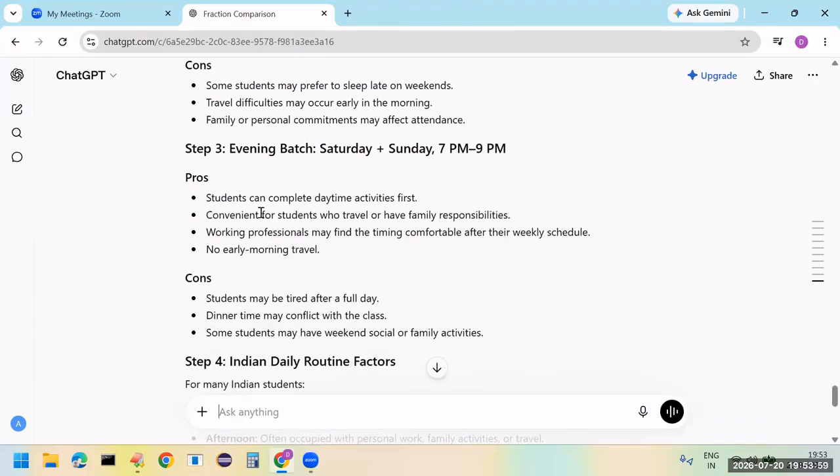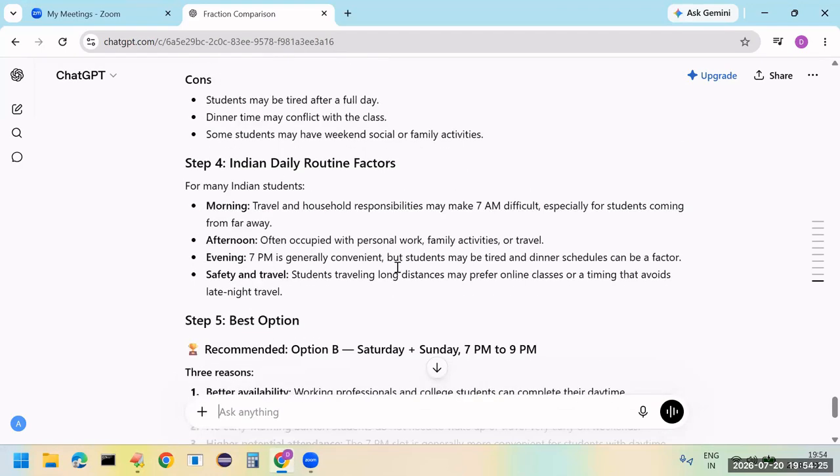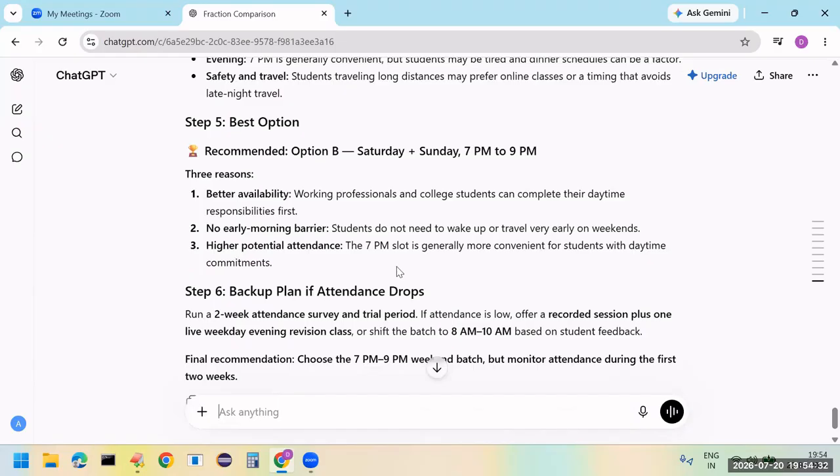Step 3, evening batch. Students can complete daytime activities first. Convenient for students who travel or have family responsibilities. Working professionals may find the timing comfortable after their weekly schedule. No early morning travel. Cons: students may be tired after a full day. Dinner time may conflict with the class. Some students may have weekend social or family activities. Indian routine factors: morning, afternoon, evening. Best option recommended: Saturday plus Sunday 7 p.m. to 9 p.m.